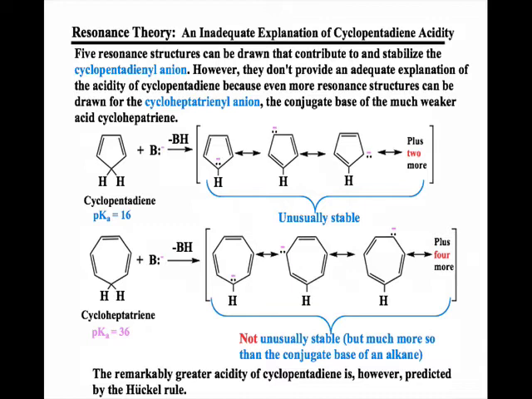Okay? Now, if you look at the cycloheptatrienyl, the pKa of this is 36. I can actually draw more resonance structures for this anion than I can for this anion. But it's still got a much higher pKa, that's 20 orders of magnitude. That's a huge difference. Yes, I can draw more resonance structures, but none of these resonance structures are aromatic.